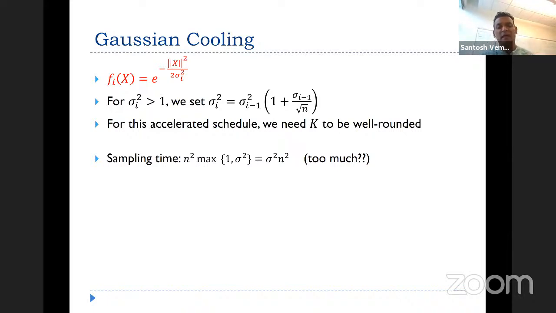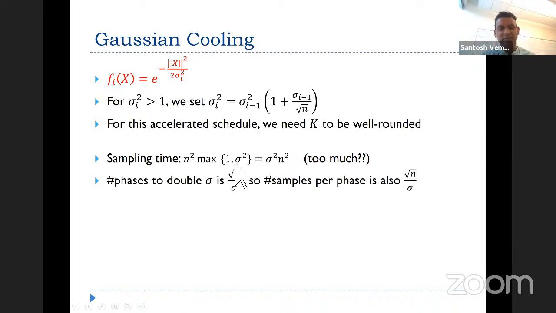And now let's see what happens. The sampling time is going up, right? It's sigma squared n squared. But the number of phases you need to double is only root n over sigma. Because you're already at sigma, you want to double it, you need root n over sigma phases, since each time you're doing 1 plus sigma over root n.